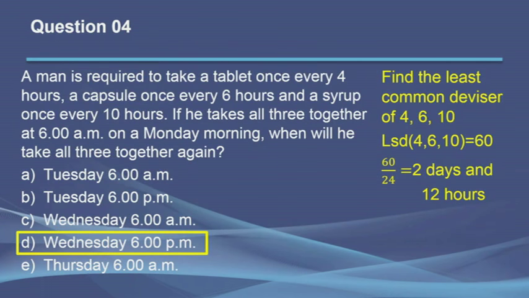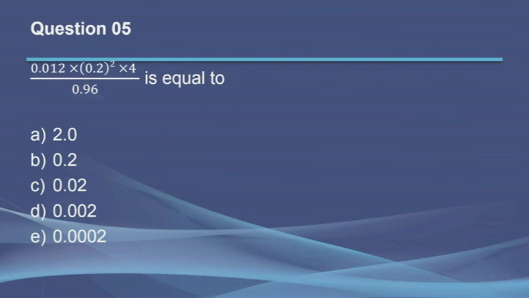If we add 2 days to Monday, then it is Wednesday, right? So then we come across Monday 6 a.m. Again we have to add 12 hours to Monday 6 a.m. Then you will come across the answer as Wednesday 6 p.m. We will move to the next question, which is question number 5.